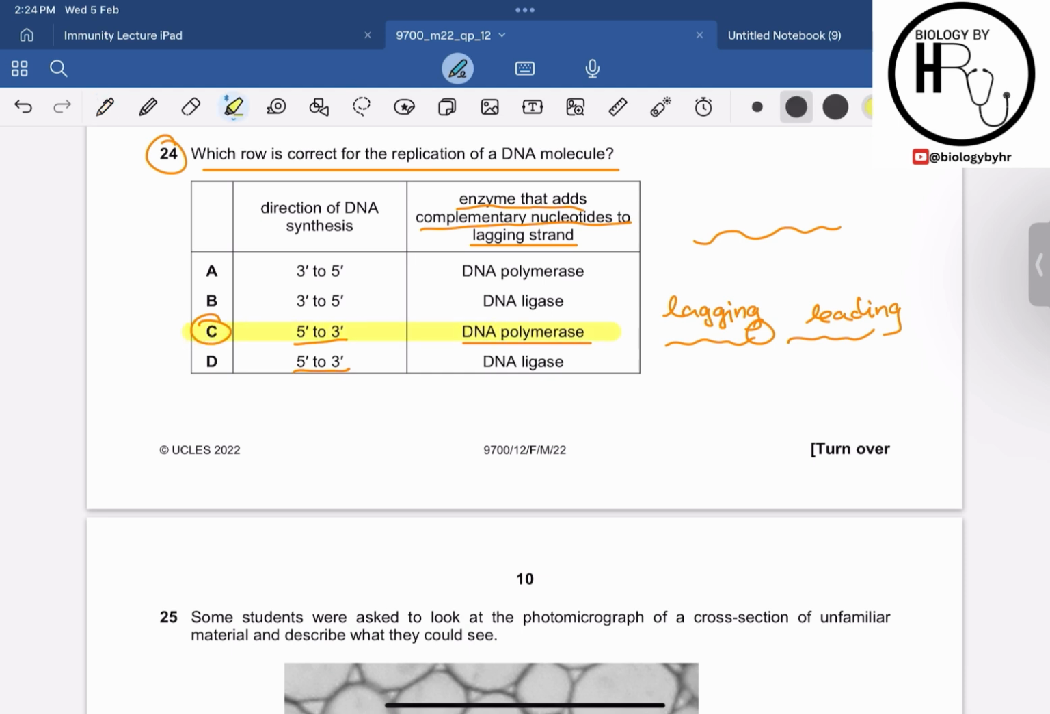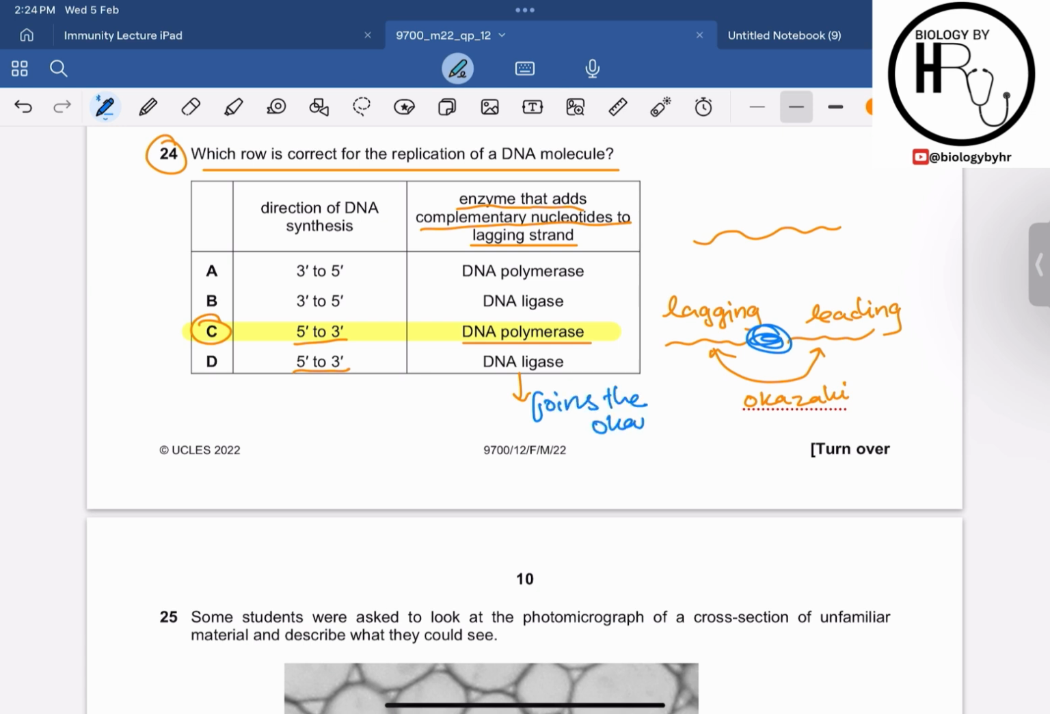Now, what is the role of DNA ligase? Why can DNA ligase not be our correct answer? Because the fragments on the lagging strand are known as the Okazaki fragments, and these fragments are basically joined together by the DNA ligase, right?